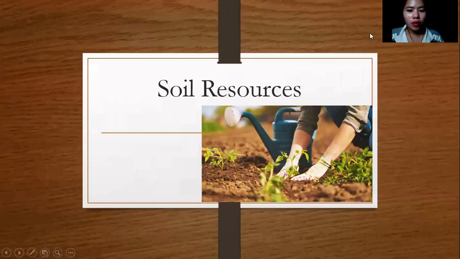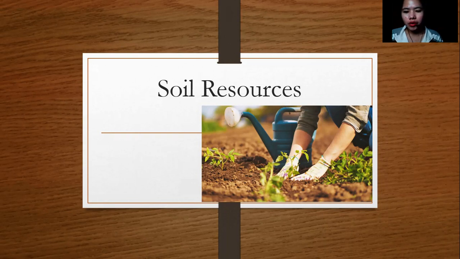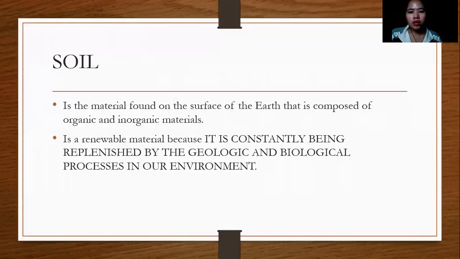So good day everyone. Our topic today is about soil resources. As we all know, soil is very important for us, not just to us but especially sa mga farmers kasi ito yung ginagamit nila in order to plant their crops. So soil is the material found on the surface of the earth that is composed of organic and inorganic materials.